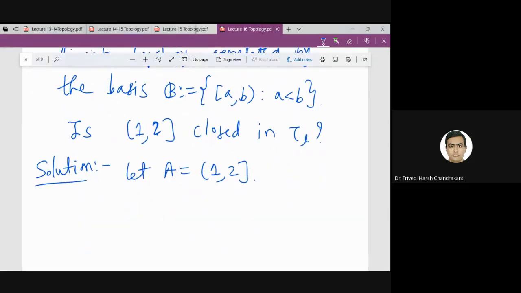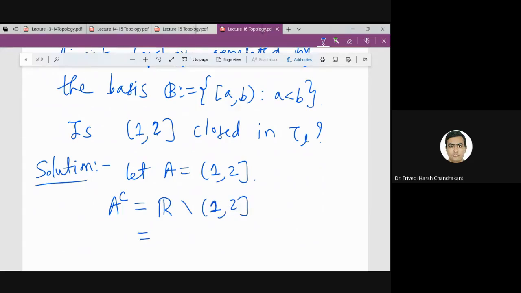So what is the complement of A? Yes, sir, it's closed, I think. Yes, so it is closed. So you have checked it. Let us verify for the other students. We need to check that A is closed, so we will show A complement is open. A complement means R minus the interval 1 to 2, open-closed interval 1 to 2.